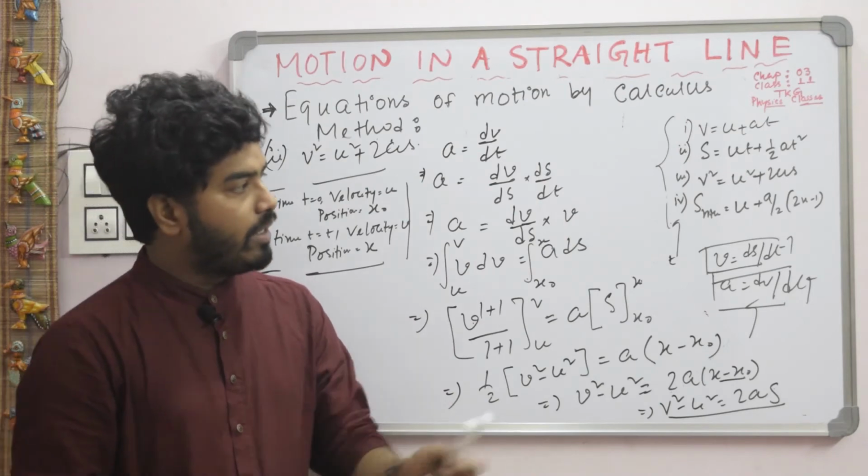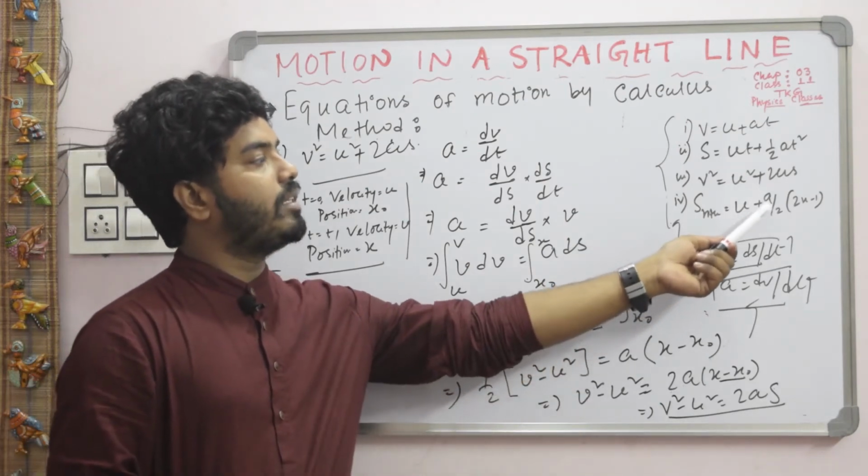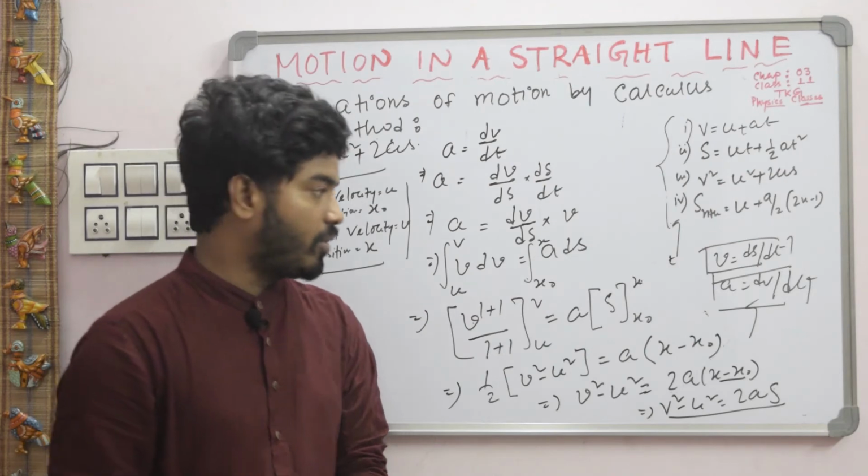Now the final one, there is s nth is equal to u plus a by 2 into 2n minus 1. Okay, solve it.